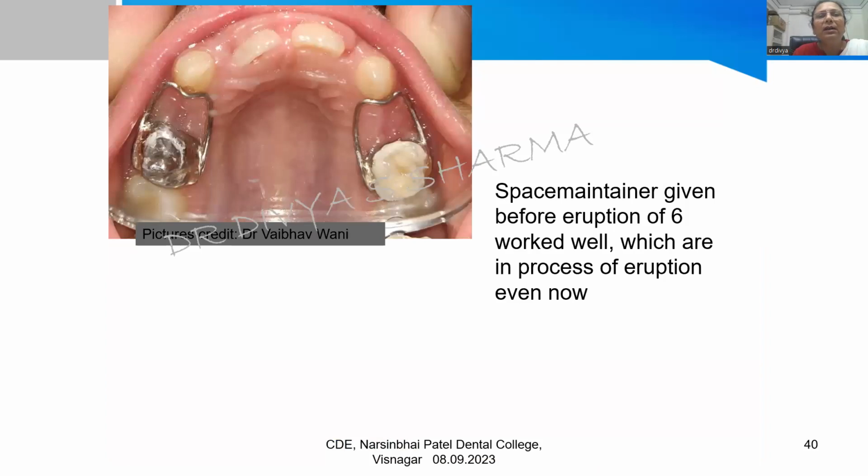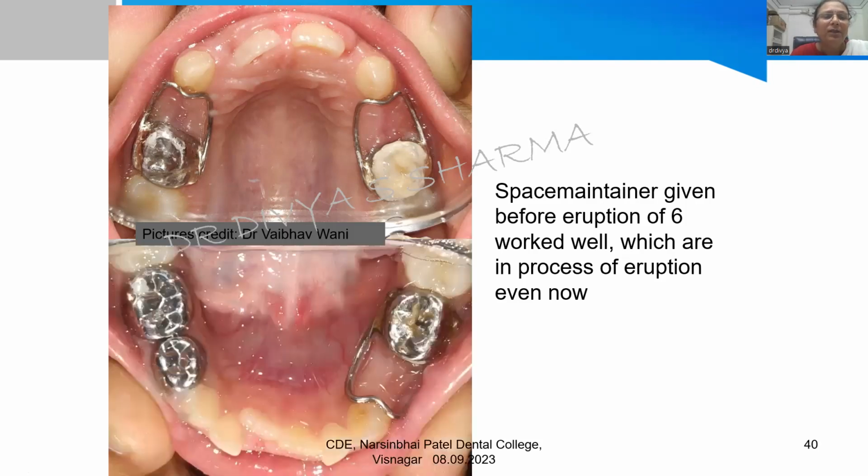This is also class 1, that is mesial step. Before eruption of 6, it was given. The space meter given before eruption of 6 worked well, which are in process of eruption till now. 6 is erupting till now. But you see, again, at the time of photo clicking, the picture was donated by Dr. Vaibhavani. So I asked him to please consider this, go for the Catalan appliance immediately. And you can see the developing mandibular incisor crowding because of this maxillary teeth. Okay.